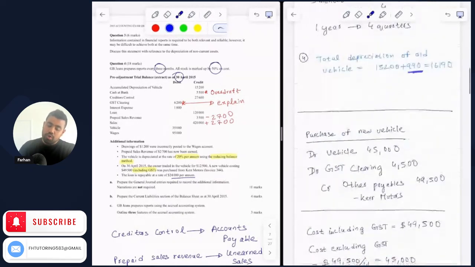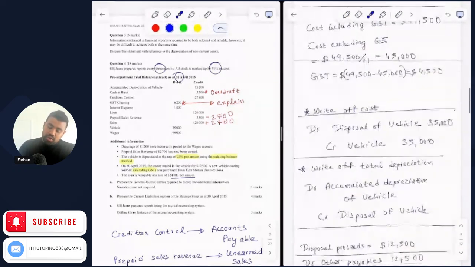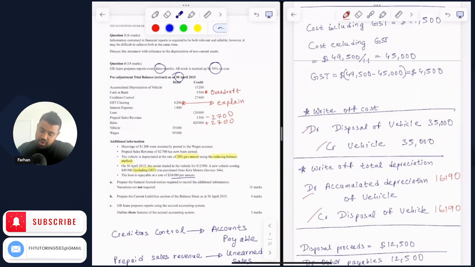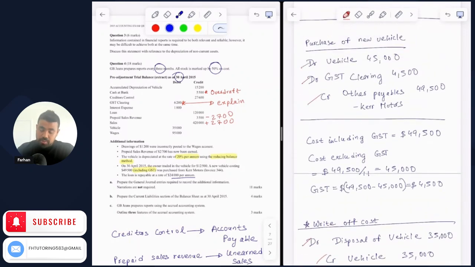So altogether, the total depreciation is $16,190, okay? So this is the entire amount that we need to write off. So when you are debiting accumulated depreciation of vehicle, you debit it by $16,190, and then you credit disposal of vehicle by $16,190. Right. So here we have 4 extra lines, so make sure to include all of this. So far we have 7 entries, including the purchase, which has 3 entries.